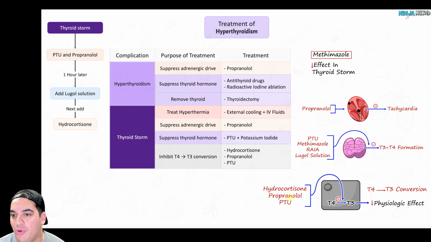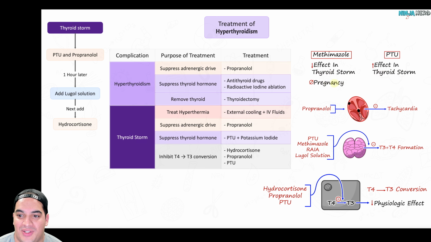Again, important to remember, we already talked about this: methimazole is less effective in thyroid storm. PTU has more effect in thyroid storm. The reason is that it suppresses T3 and T4 formation, and it also inhibits T4 to T3 conversion. Again, with this one, don't give it in pregnancy, such as in the first trimester, because it's teratogenic. This one is safe to give during pregnancy. They both can have a little bit of an effect on your LFTs, and that's important to monitor, but we'll talk about that more in pharmacology.